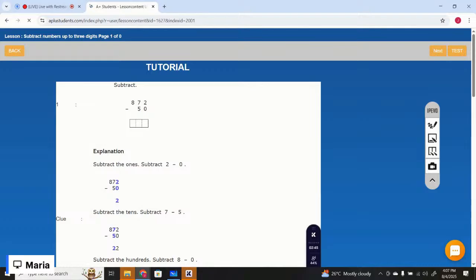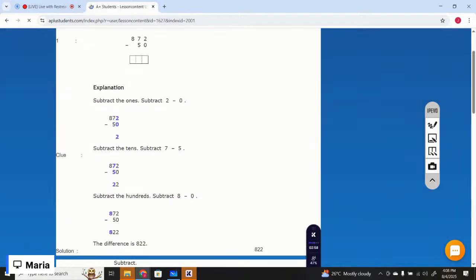Subtract 872 minus 50. So start subtracting from the ones digit. We have 2 take away 0. So 2 take away 0 is 2. Then we have to subtract the tens that are 7 minus 5, 7 minus 5, 2, and bring the 8 down. So that is 822.